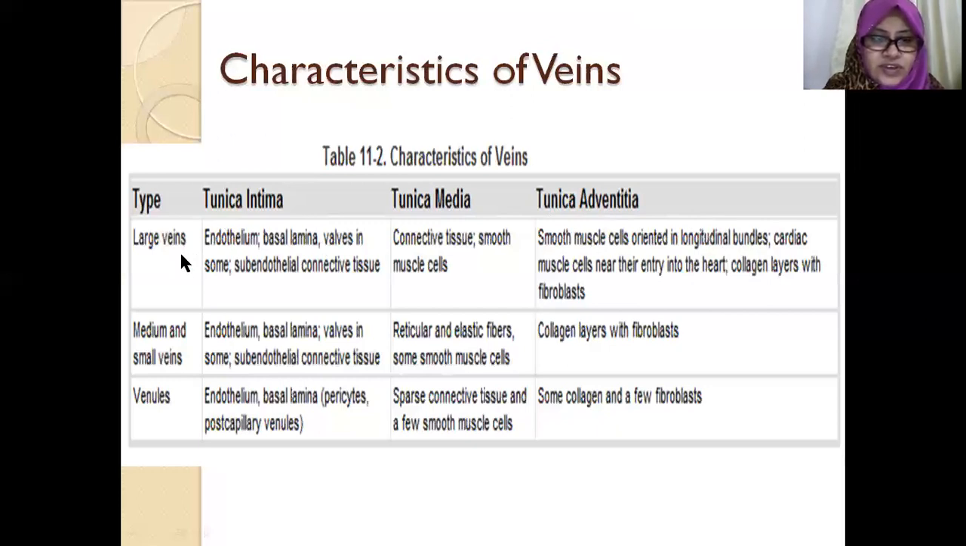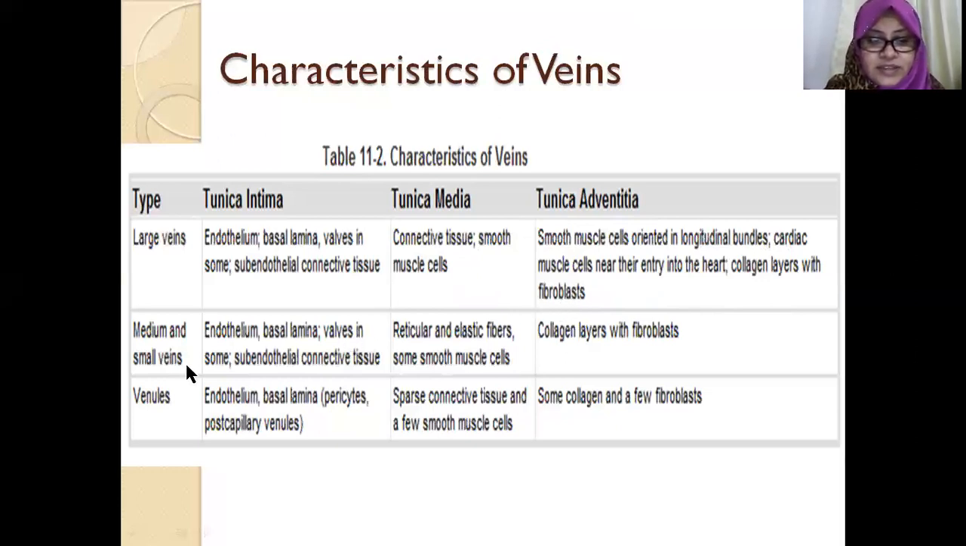In the case of large veins, in tunica intima, these are covered by endothelium that lies on a basal lamina, and valves may be present in some large veins, and subendothelial connective tissue is present. In tunica media, connective tissue and smooth muscle cells are present, and in tunica adventitia, smooth muscle cells oriented in large longitudinal bundles, cardiac muscle cells near their entry into the heart, and collagen layers with fibroblasts are present.